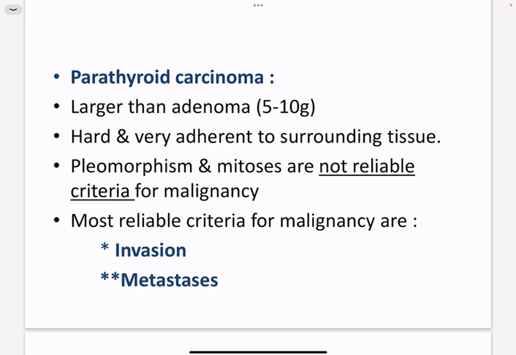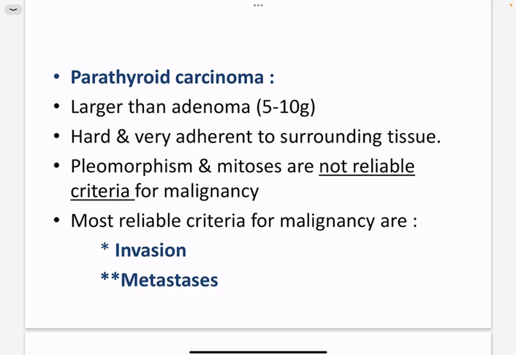Pleomorphism and mitosis are not reliable criteria of malignancy in all the endocrine organs, by the way. In all endocrine organs, the most important criteria of malignancy are metastasis, excellent, and invasion to the surrounding tissues. Except for what? The invasion. In any gland, an adenoma may invade the surrounding tissue.